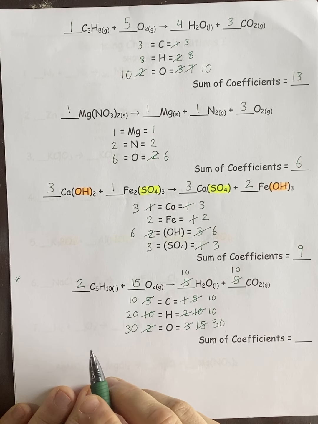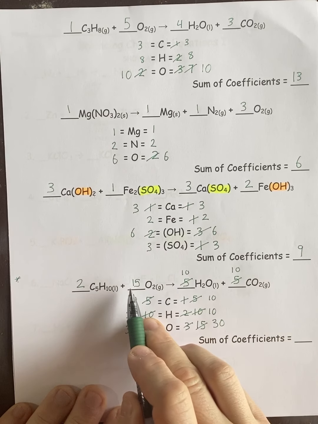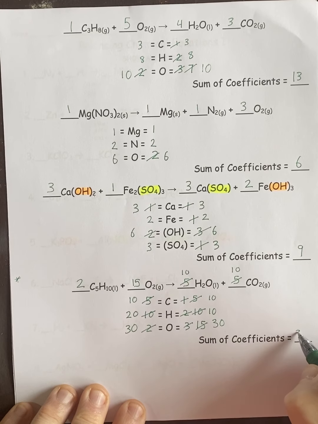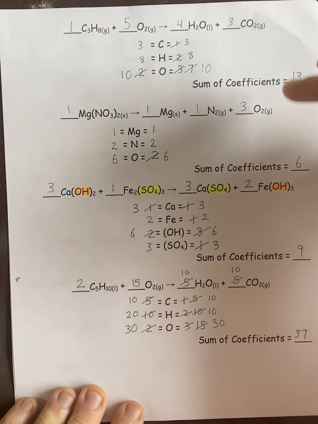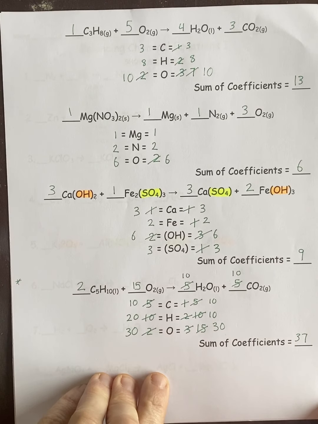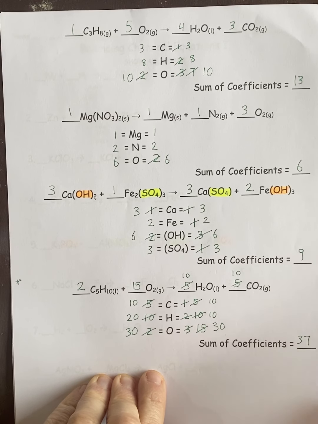The sum of these coefficients would be 10, 20, 35, 37. So that is as complicated as balancing will get. I will probably never give you anything that hard. It will be more along the lines of all the other problems. The last thing we are going to do is going to be some of the practice work.